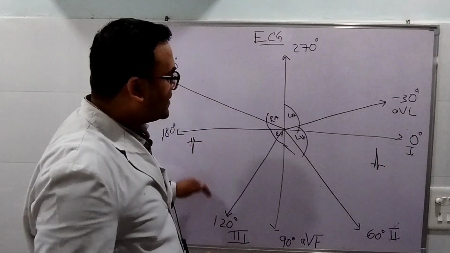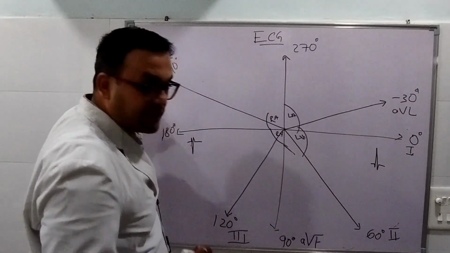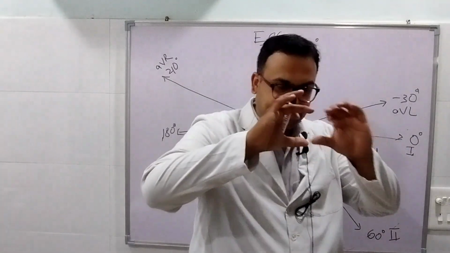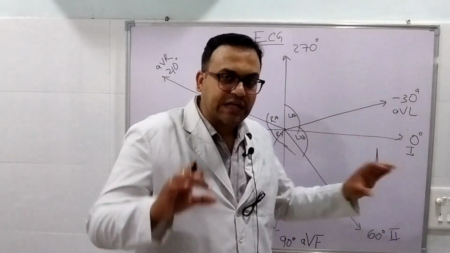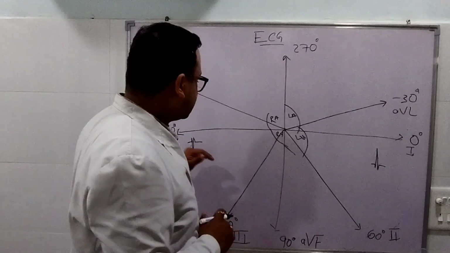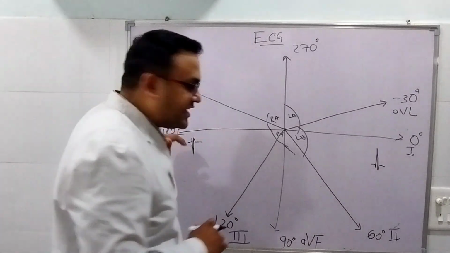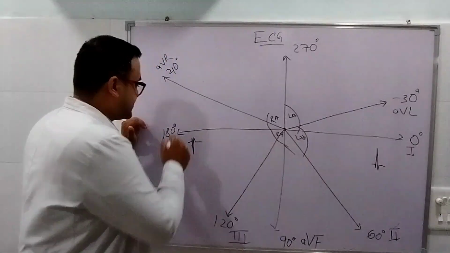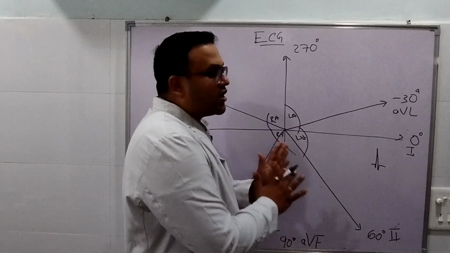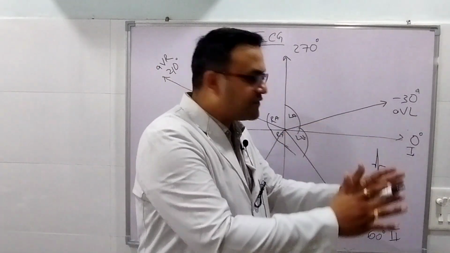So this we will get in lead at 180 degrees. If we just reverse the lead 1 printout and see, that is how the ECG will look if there is a lead placed at 180 degrees. Understood? So now we have got cameras at every 30 degrees.